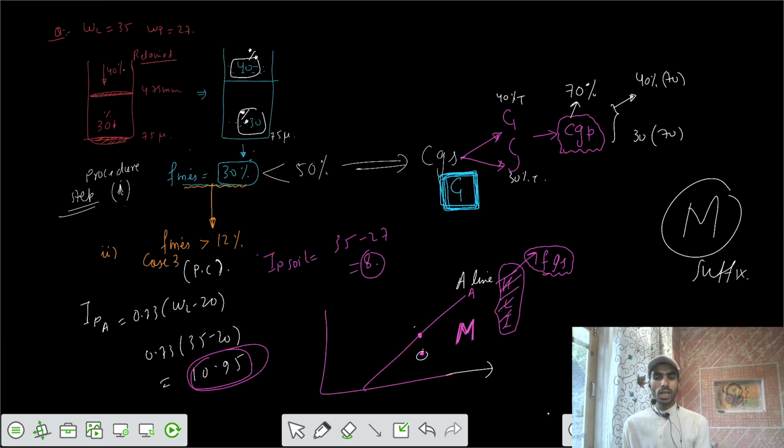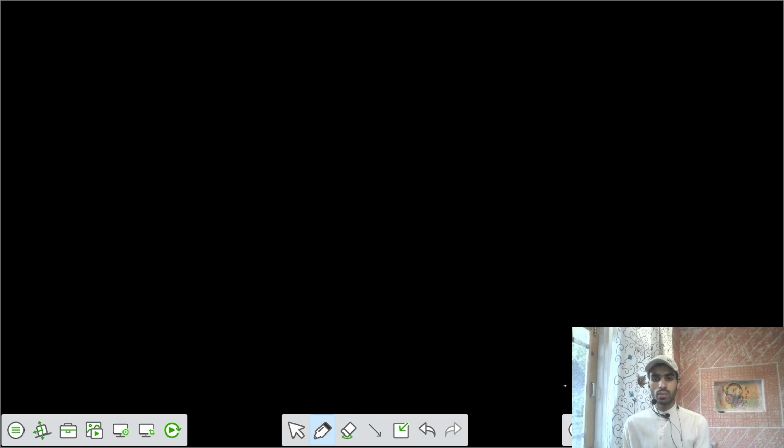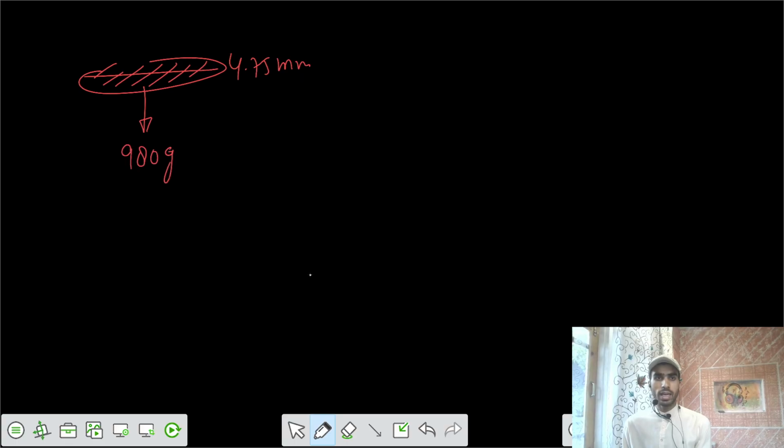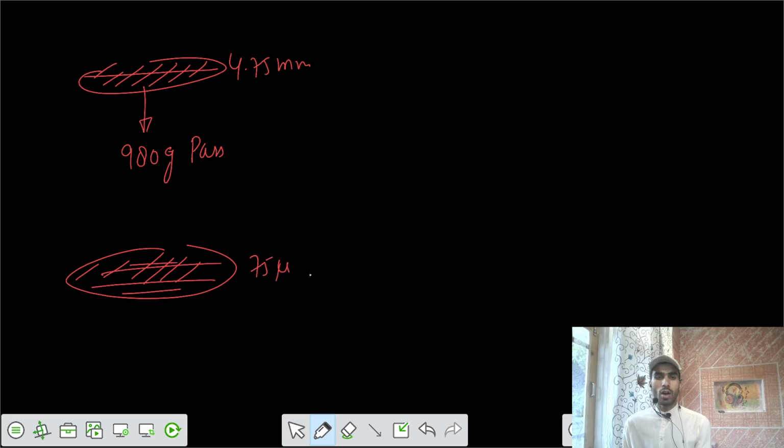Okay, let's take one more. We have the sieve of 4.75 mm. On that, how much is passing? 980 grams passes. And there is one more sieve, that is the 75 micron sieve. How much is passing from that? 270 grams pass from the 75 micron sieve.